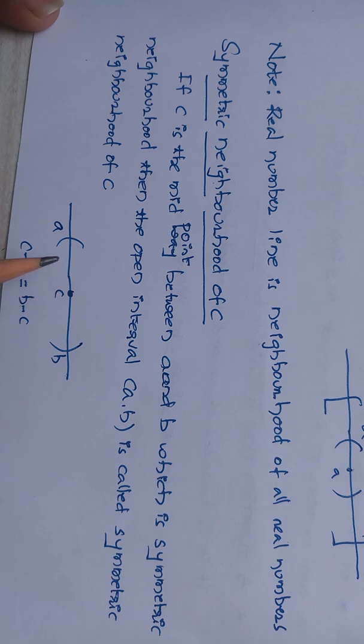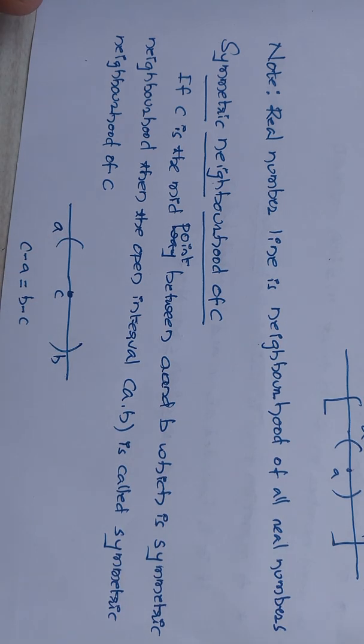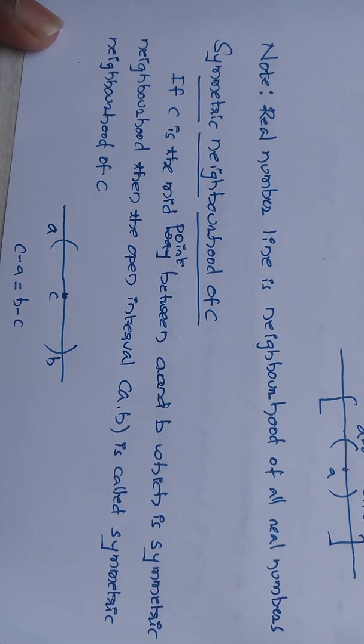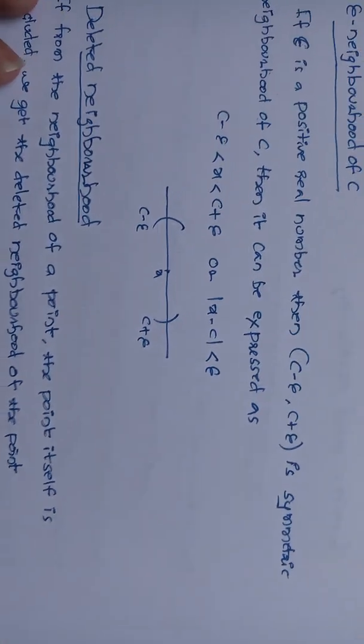So draw a real line and denote a point C. Whatever the distance from C to B is, mark a point here so that the distance from A to C and from C to B is the same. Then we can say that is a symmetric neighborhood of C.